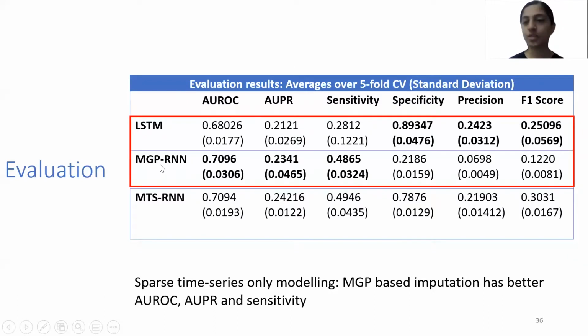We see that MGP-RNN performs better on AUC and AUPR, and we also know that MGP-RNN has a principled approach to imputation using a multitask Gaussian process, and this seems to be giving us better results on AUC and AUPR, which are typically used for comparing classifications and predictions in this setting.